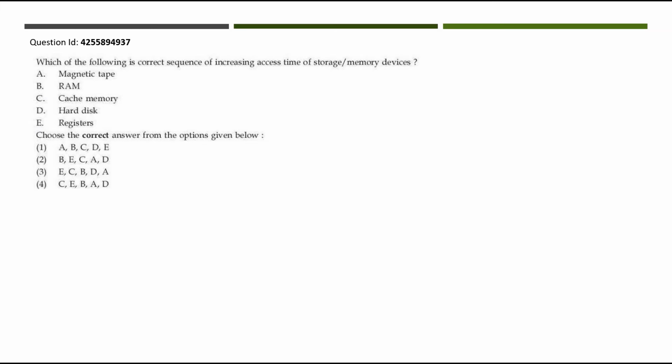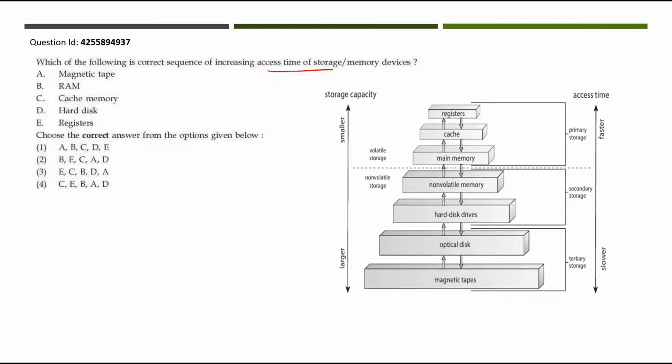Next question, which of the following is the correct sequence of increasing access time of storage or memory devices? It was a paper 2 question for quite a few sessions. Now it's a part of paper 1. What is increasing access time? Say for example, if you are fetching data in 1 second and you are fetching data in 10 seconds, this is increasing order. Whichever is taking less time will be placed first and whichever is taking more time will be placed last. So access time is faster in the top part and slower in the bottom part.